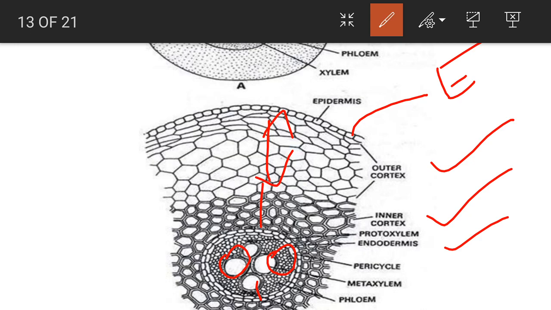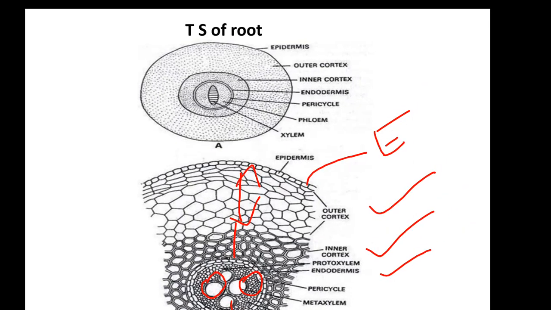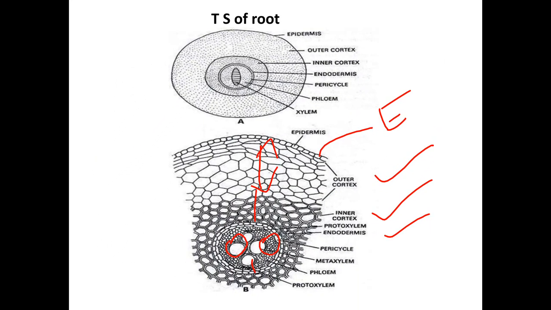That is, internally the root consists of a single layer of epidermis, a wide cortex and a central cylinder. Unicellular root hairs arise from the epidermis. Cortex is differentiated into an outer parenchymatous region and an inner sclerenchymatous region, which is very narrow. The central cylinder is surrounded by endodermis followed by pericycle, and then the stellar portion consists of metaxylem with two radiating arms of protoxylem. So this is all about the anatomy of the root.